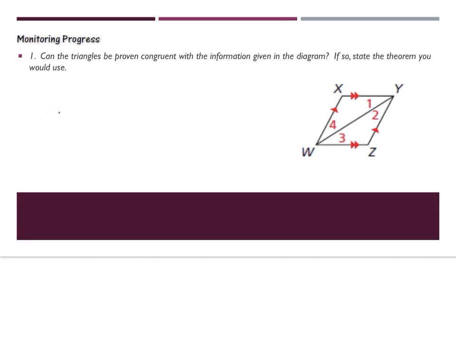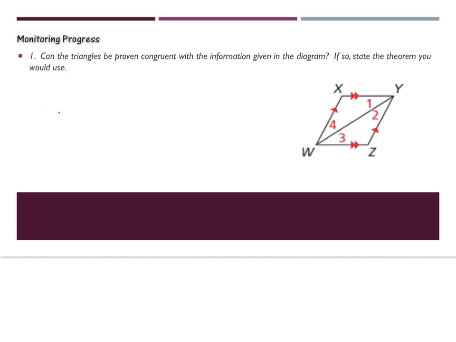Some things to think about are the lines that are parallel. We have some lines on opposite sides of the figure. So we have XY parallel to WZ because of our double arrows, and then XW is parallel to YZ because of the single arrows. And this YW, or WY, serves as a transversal. It's the diagonal of the figure, but it serves as a transversal. Anytime you have parallel lines cut by another line, that's called a transversal.